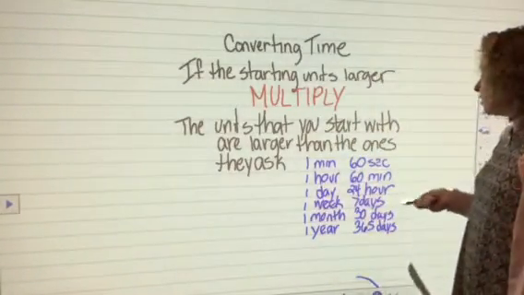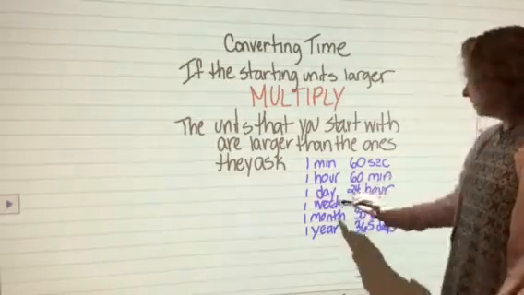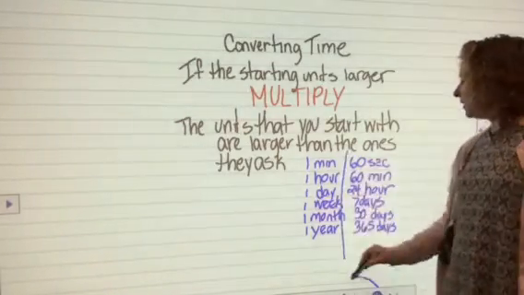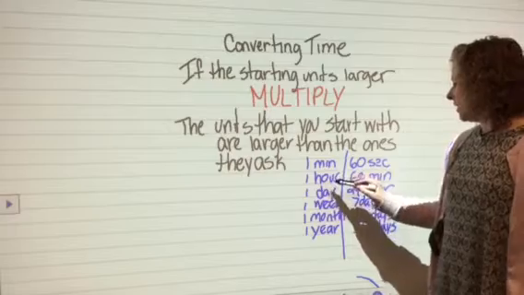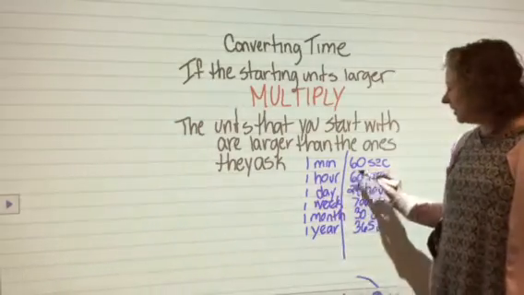So if they start with a week and they want it in hours, you're going to multiply by 24. If they start in hours and they want it in minutes, you're going to multiply by 60.